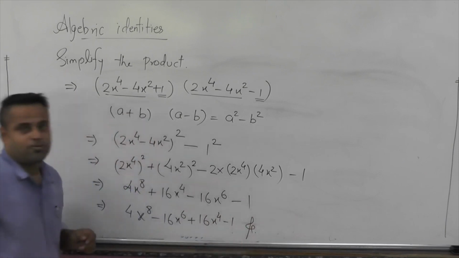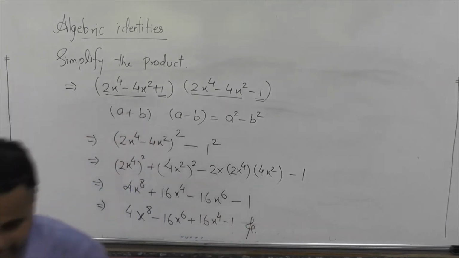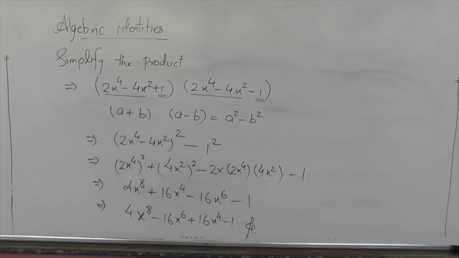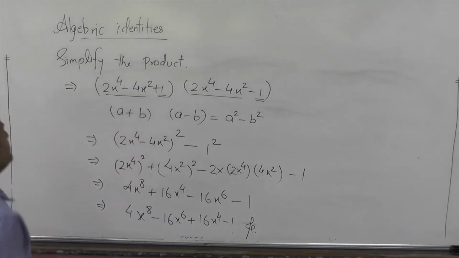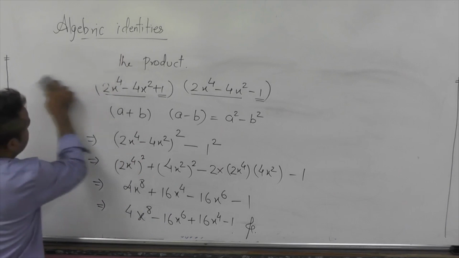That will be your proper answer for this question. Likewise, you can do different sums of the identity. A few more examples I am showing you here from the same chapter. Let's move on to the other exercise.